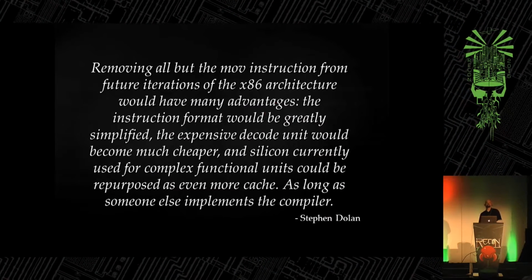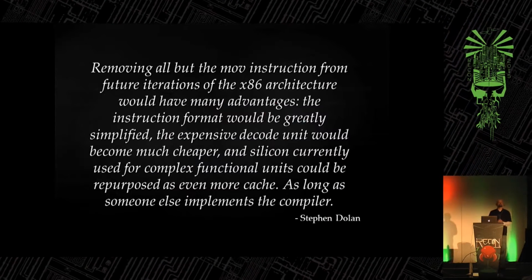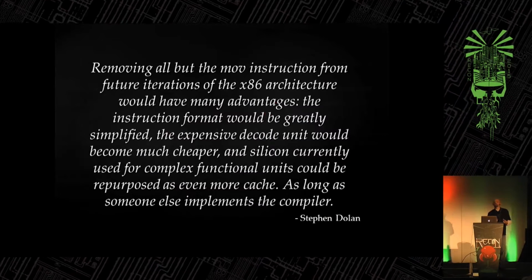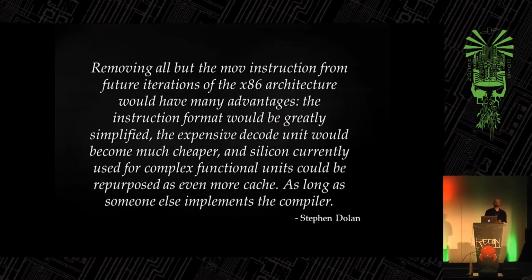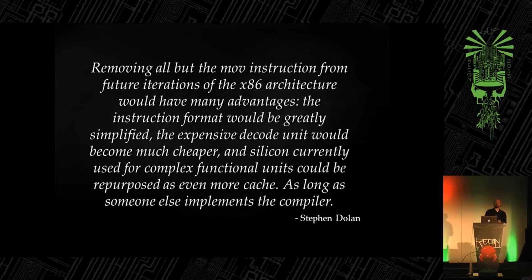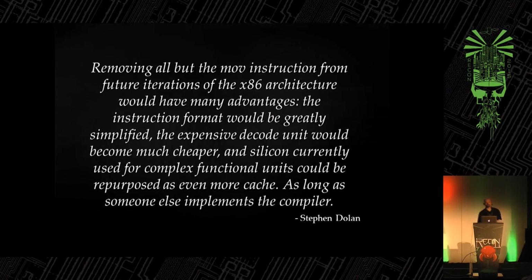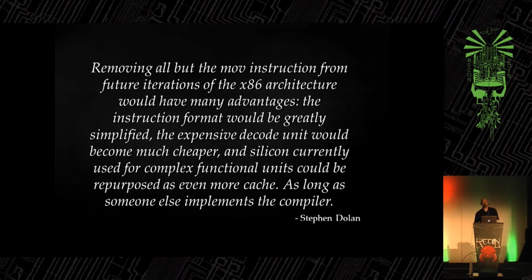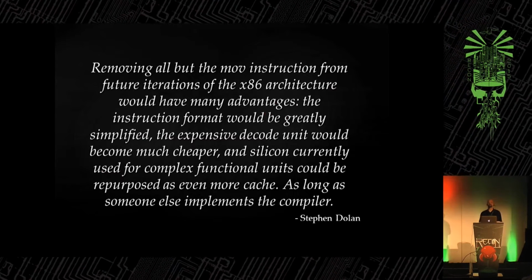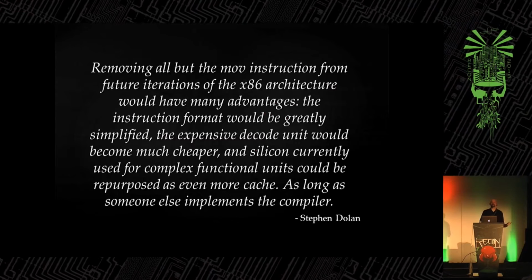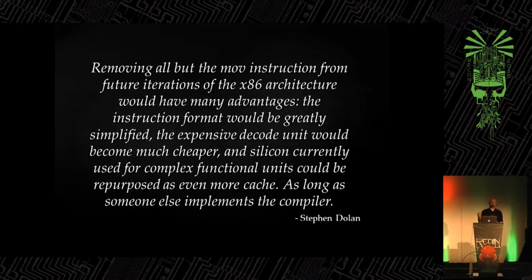And Dolan acknowledges this. He sort of concludes his article with a tongue-in-cheek observation. He says, "Removing all but the move instruction from future iterations of the x86 architecture would have many advantages. The instruction format would be greatly simplified, the expensive decode unit would become much cheaper, and silicon currently used for complex functional units could be repurposed as even more cache, as long as someone else implements the compiler."